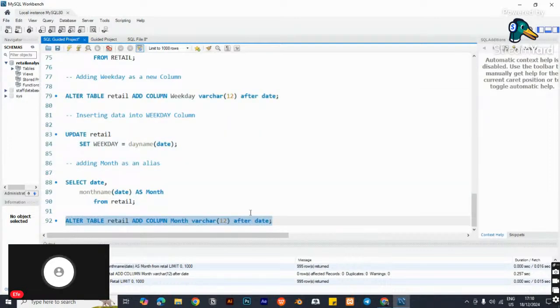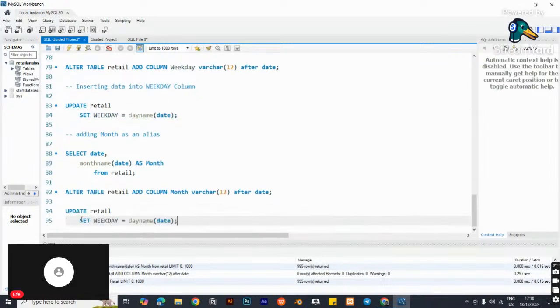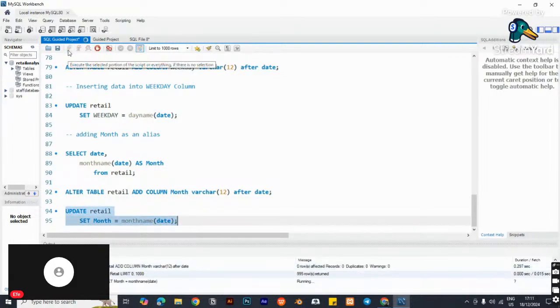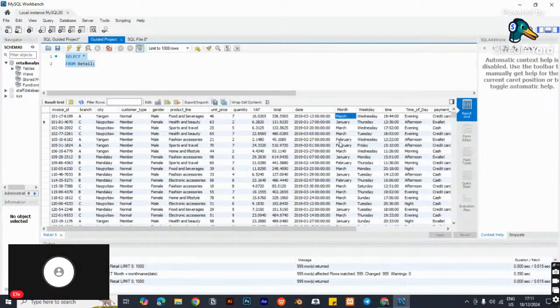It's the same step, the same step. So let's copy this, update retail, we change this from weekday to month, and change it from day name to month name. So we can now run this. So let's be sure. We can see we have our month column populated here.